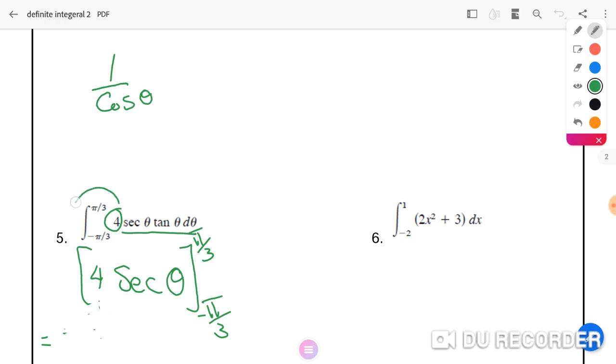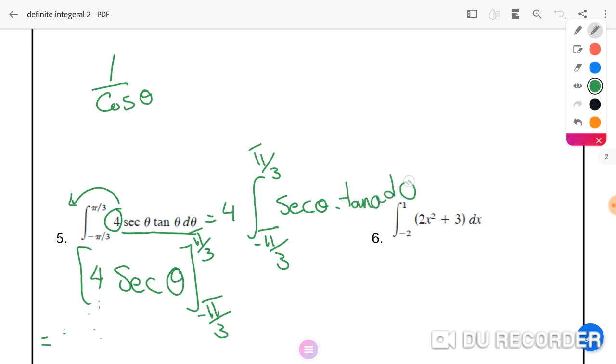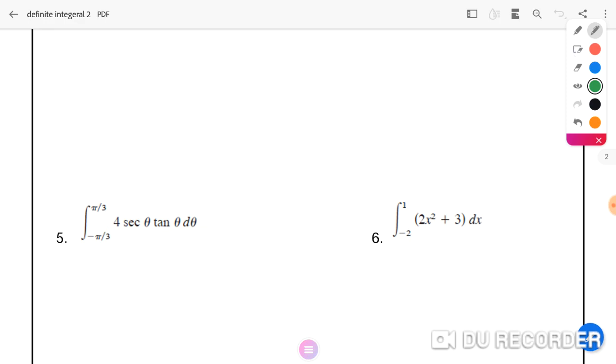Some of you can take this one 4. It will be 4 multiplied by the definite integral from negative pi over 3 to pi over 3 of secant theta tan theta with respect to theta. I can take this number 4 outside the integral, to be easy for you. But no, oh my God, wait.